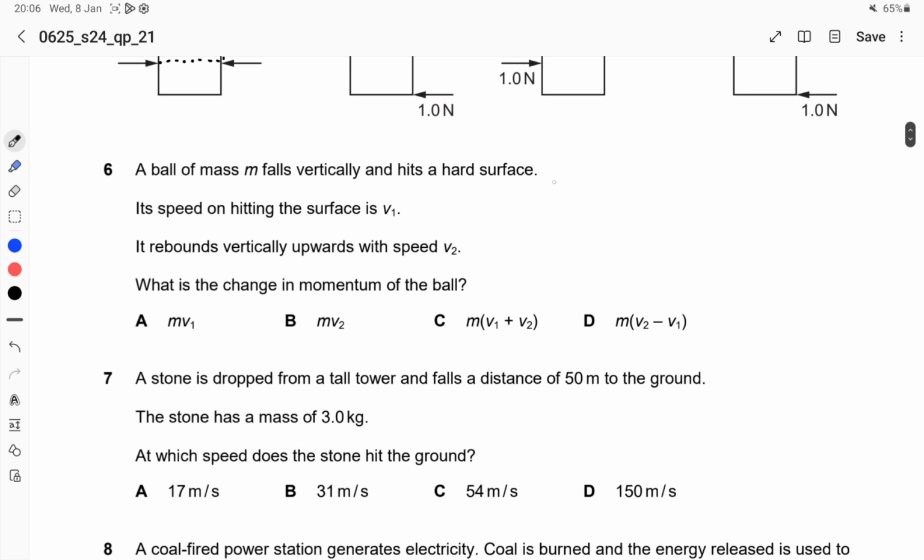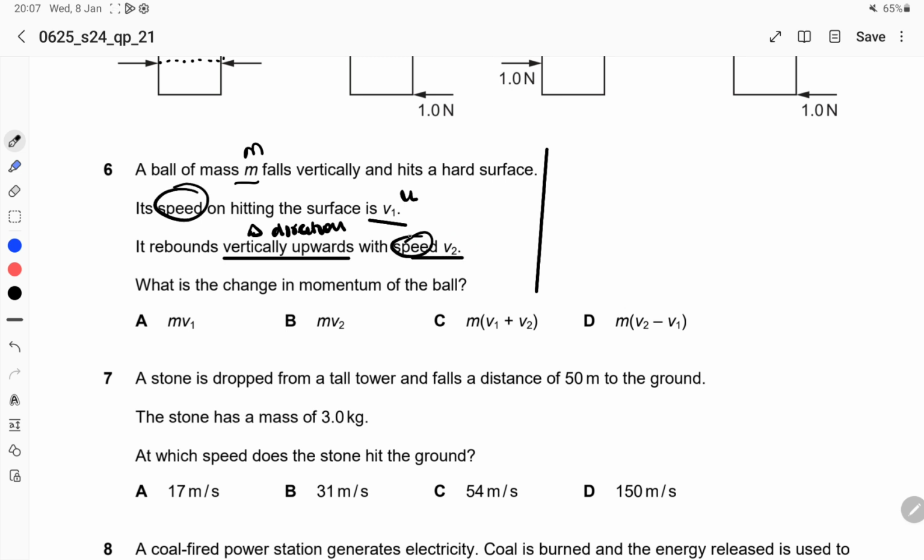The sixth one. A ball of mass m, this is my mass given, falls vertically and hits the surface. The speed by which it hits the surface is v1, which means this is my initial velocity. It rebounds vertically upwards, which means there is a change in direction, with the speed v2. See, they have mentioned the word speed. Very smart these people are.